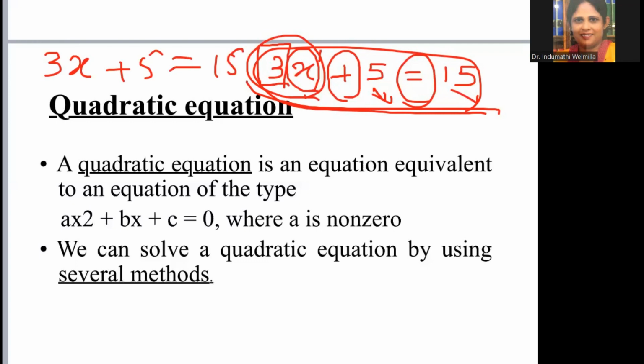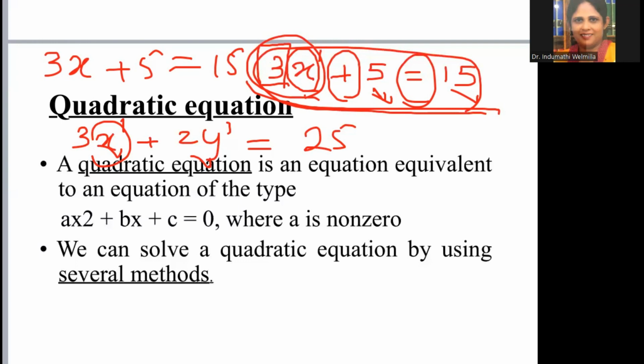This is the linear equation in 1 variable. When I write another sample equation this way, 3x plus 2y equal to 25, this is also a linear equation with 2 variables, because 2 variables are there and the highest power is only 1. So this is the linear equation with 2 variables.